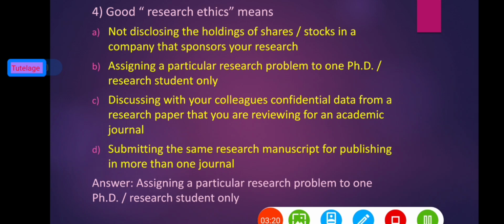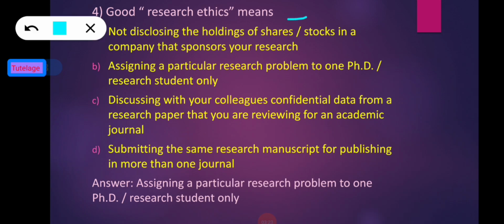The next question is, good research ethics means. What is the basic meaning of research ethics? First option: not disclosing the holdings of shares or stocks in a company that sponsors your research. Option B is assigning a particular research problem to one PhD or research student only. Option C is discussing with your colleagues confidential data from a research paper that you are reviewing for an academic journal. And option D is submitting the same research manuscript for publishing in more than one journal.